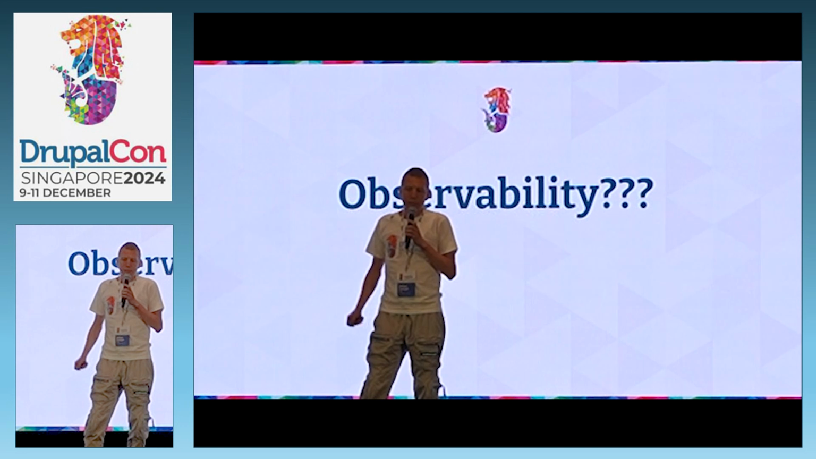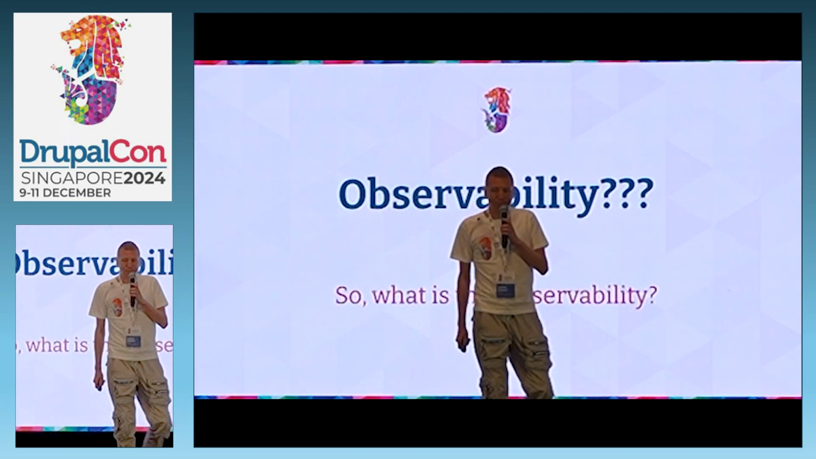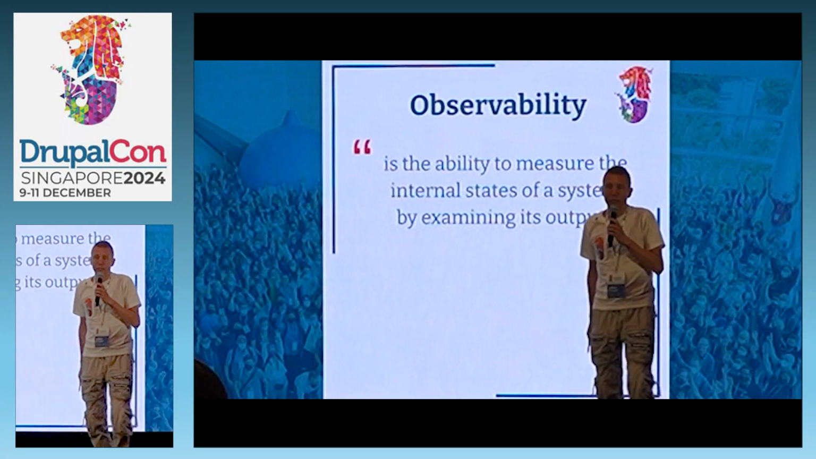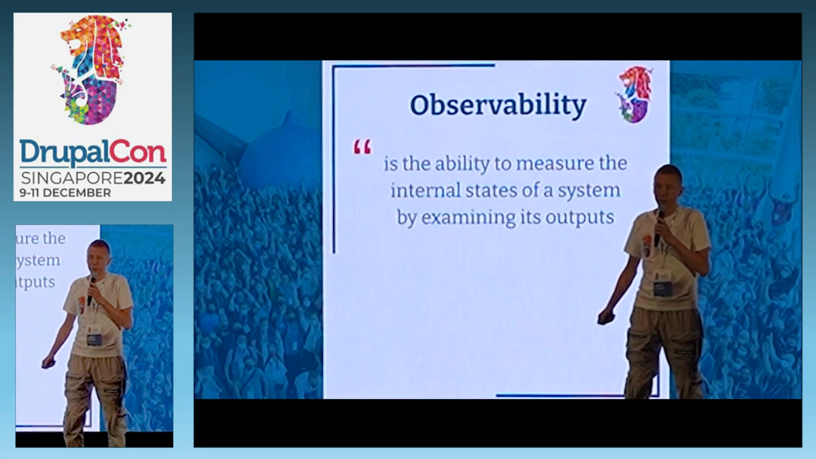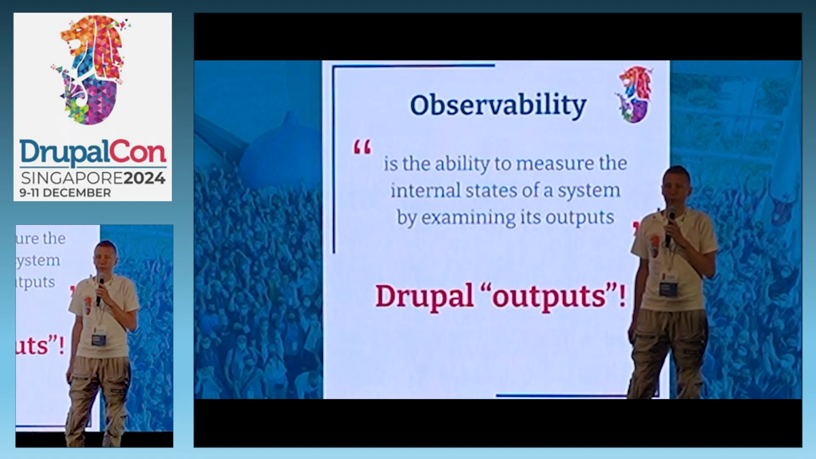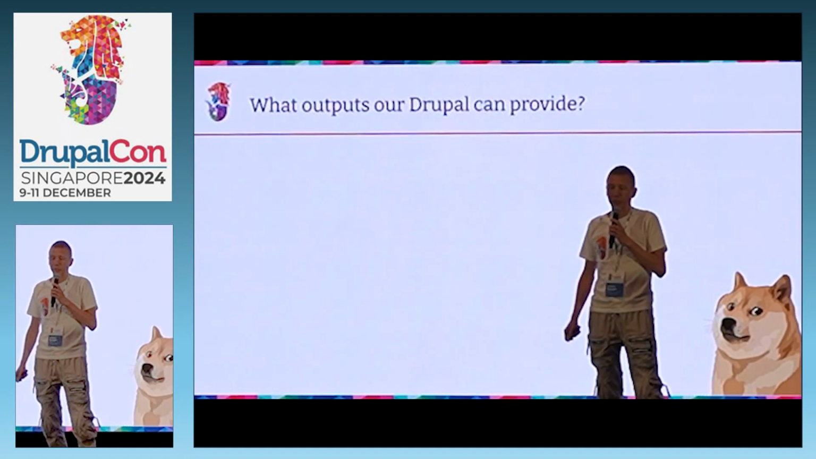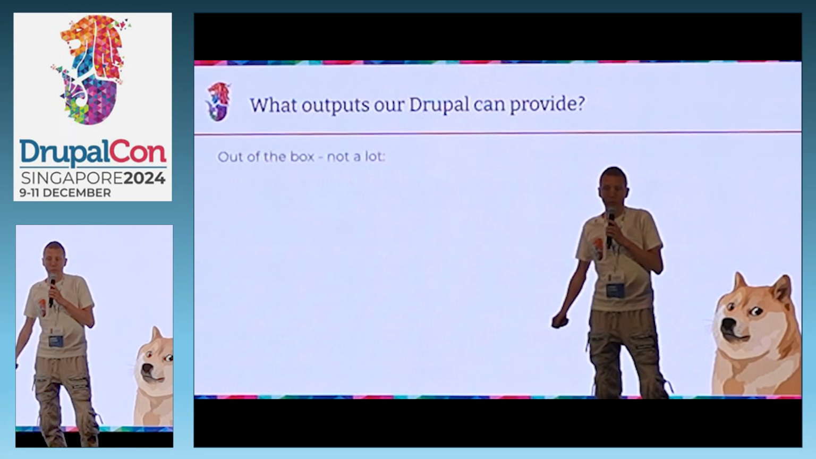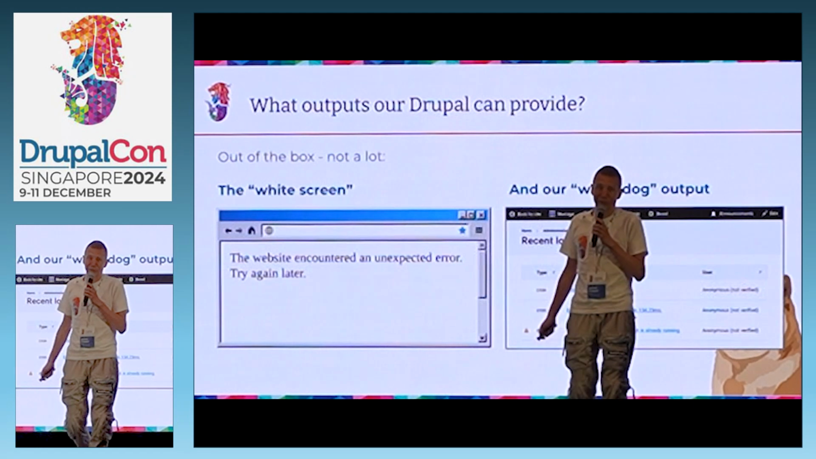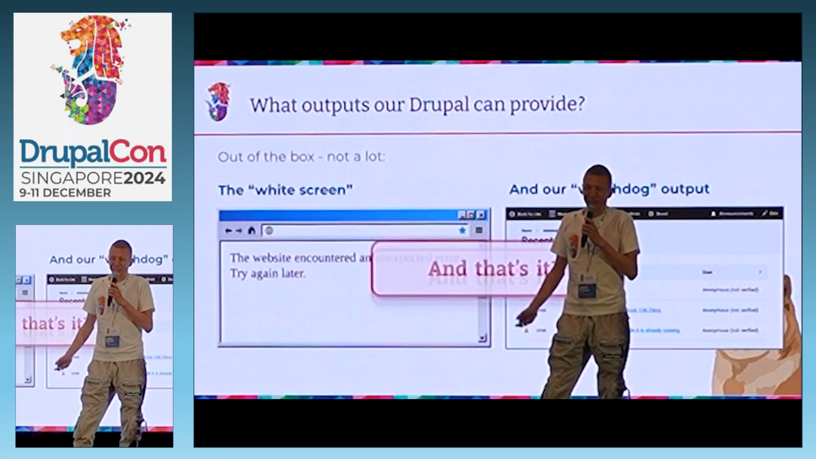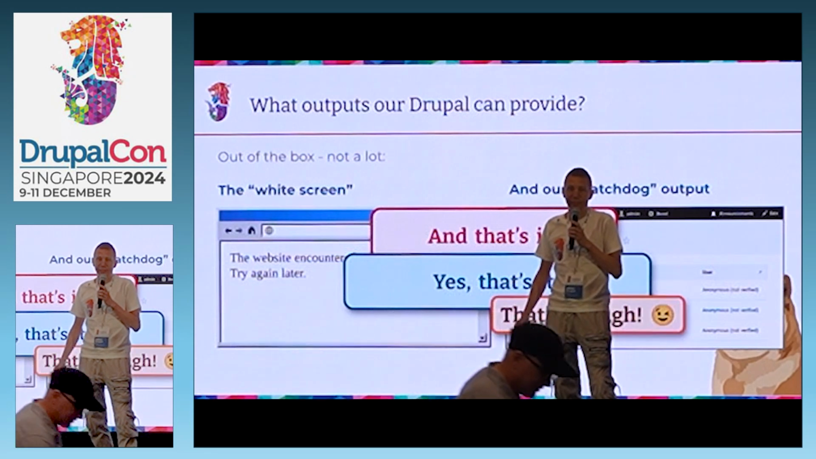And observability, yeah, that's a good question. So what is that observability? Observability is the ability to measure the internal states of a system by examining only its outputs. So in our case, Drupal outputs. And let's remember what outputs our Drupal can provide. Out of the box, actually not a lot. The white screen and our watchdog output, right? And that's it. Probably that's enough, right?